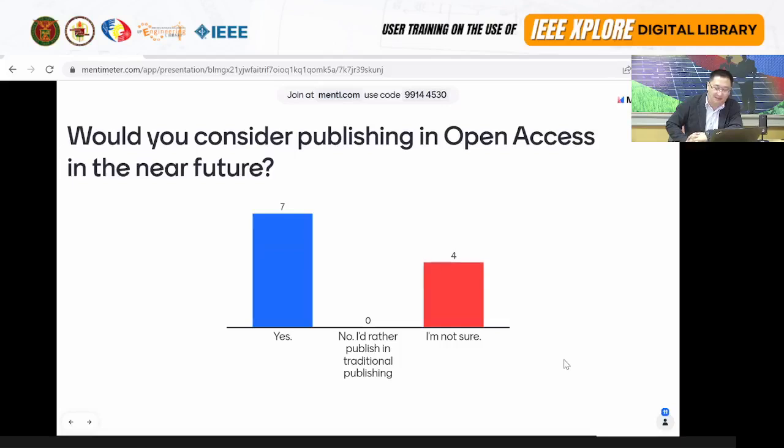Let's see how many of you are still on the line. And this number will not lie, right? So far, 15 of us are still awake. For the rest, if it's your friends, send them a message, wake them up. I would say about three quarters of us will consider publishing open access. The rest are not sure. We have one who would rather stick with traditional publishing. Okay, we get 30, that's one third.